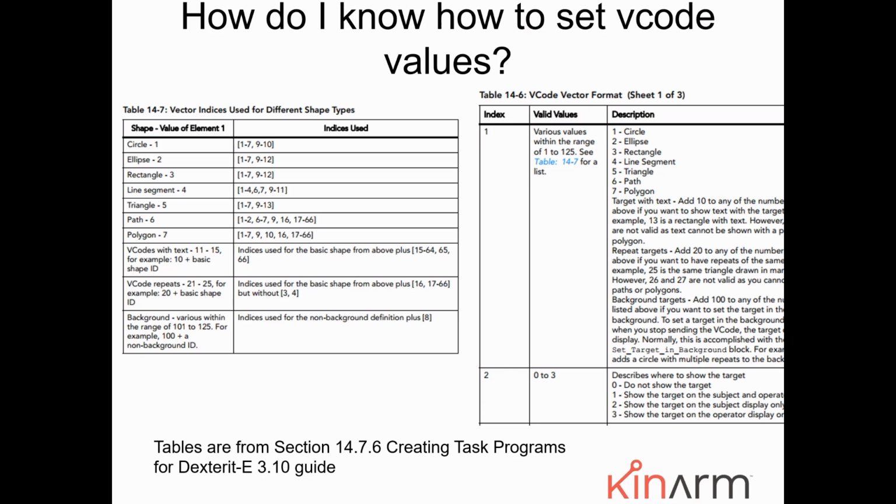After you know which indices to work with, you look them up in the table on the right, the V-code vector format. So to see what index 1 needs to be set to, you look here at index 1. If you want a circle, put a 1 in this vector element. If you want an ellipse, write a 2, and so on. For V-code 2, write a 0 if you don't want a target to show. If you want it to show on both screens, write a 1. And so you read the rest of the table to build the V-code you want. Let's look at an example.